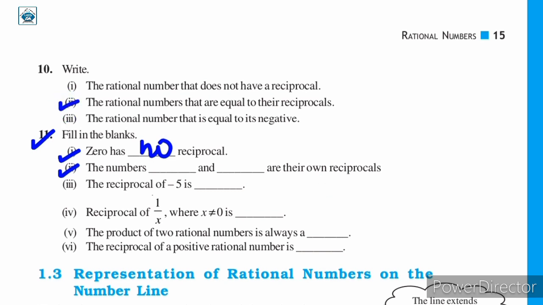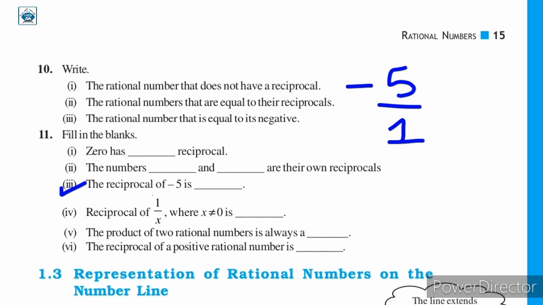Secondly, we are asked the numbers dash and dash are their own reciprocals. So just like part 2 of question number 10, the rational numbers that are equal to their reciprocals are minus 1 and 1. So therefore the numbers minus 1 and 1 are their own reciprocals. Next, in the third part, we are asked the reciprocal of minus 5 is dash. So minus 5 can be written as minus 5 upon 1. What will be its reciprocal? It will be 1 upon minus 5, which we write as minus 1 upon 5. Therefore, the reciprocal of minus 5 is minus 1 upon 5.